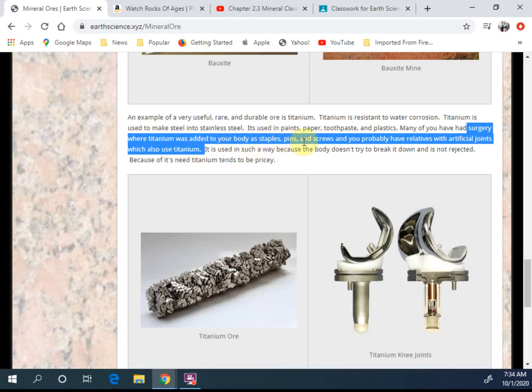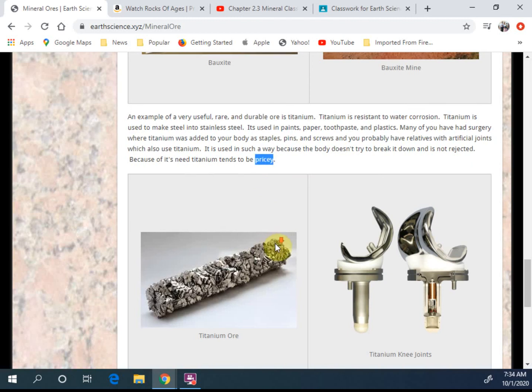So you put these staples and pins and screws and so on, or even artificial joints, in titanium, therefore it will not go bad. That's why. A really, really valuable piece there. And it is used in such a way because the body doesn't break it down, or reject it, which is really good. But because of that, it becomes really pricey.